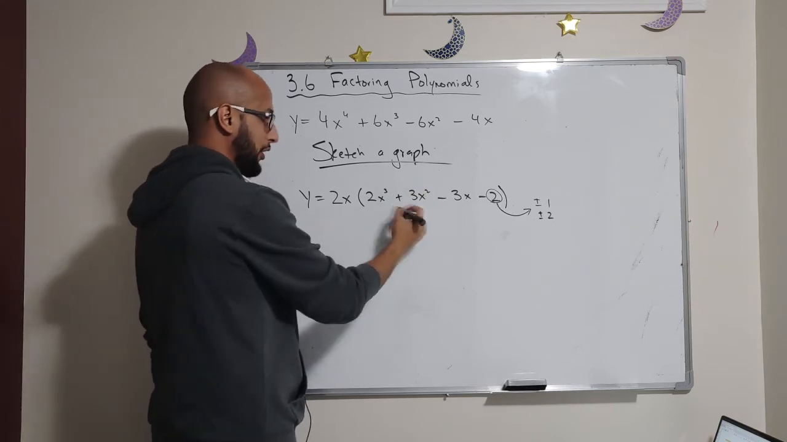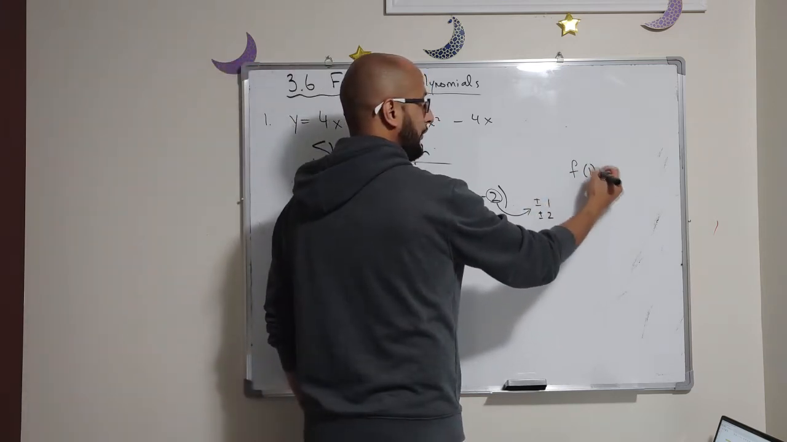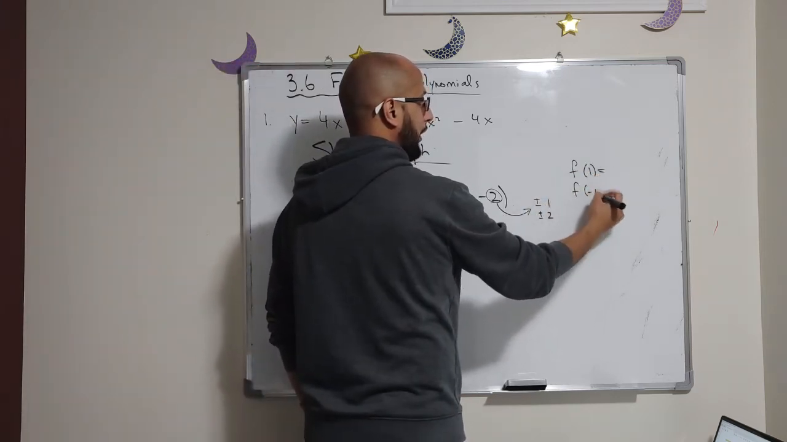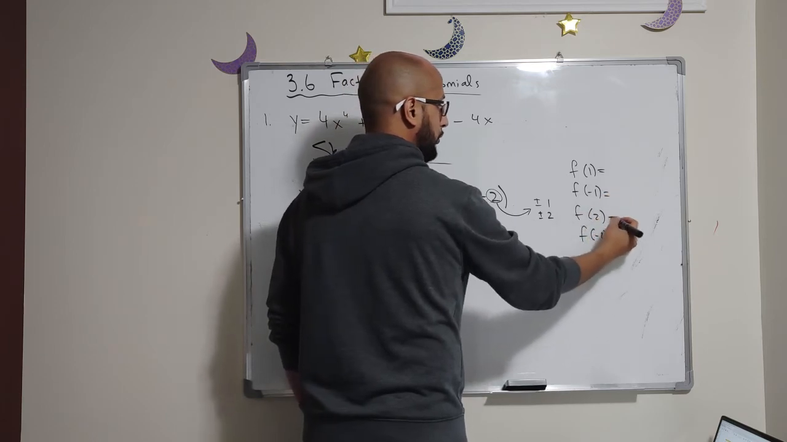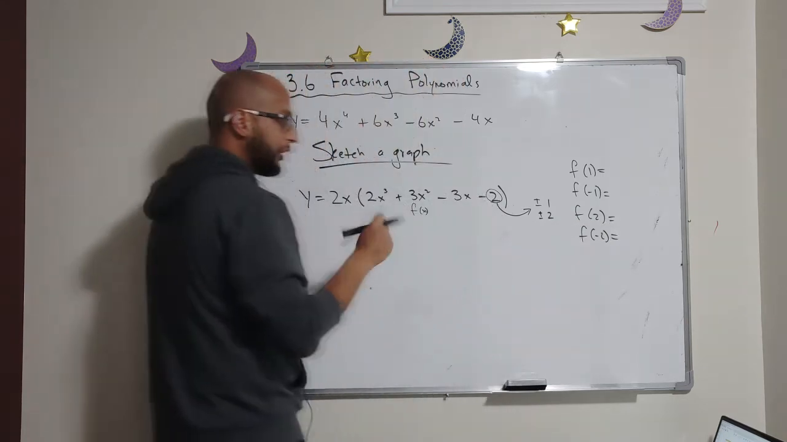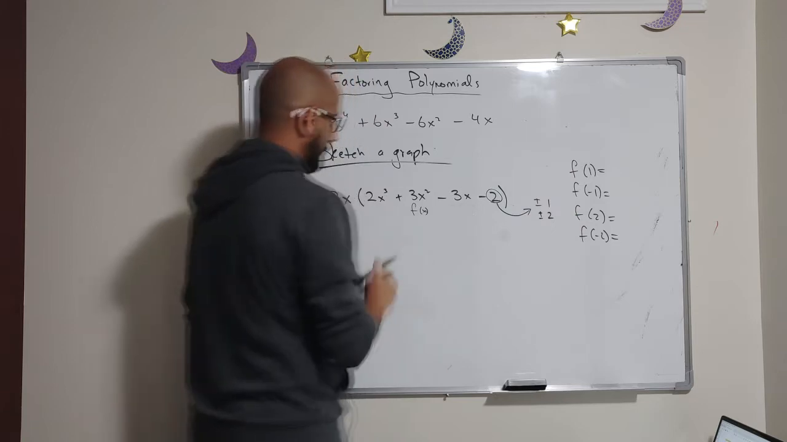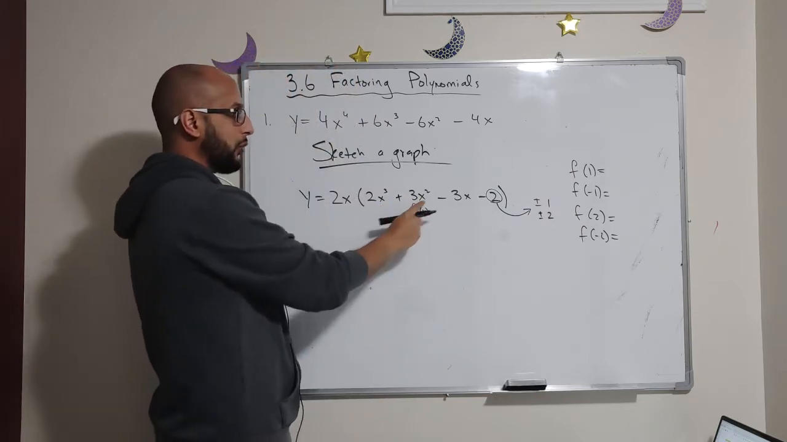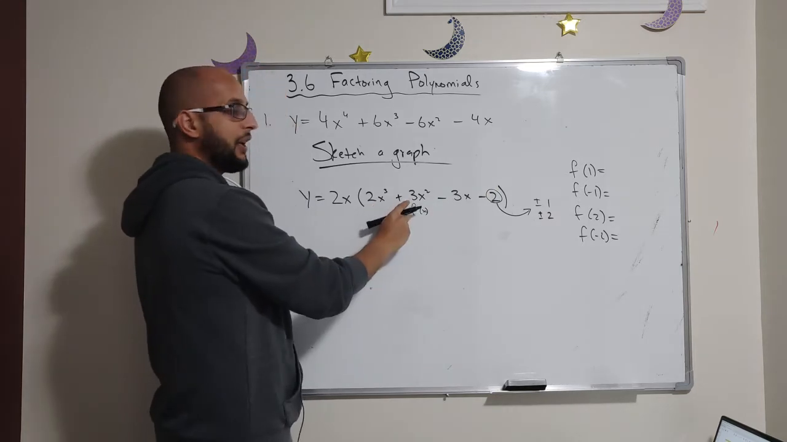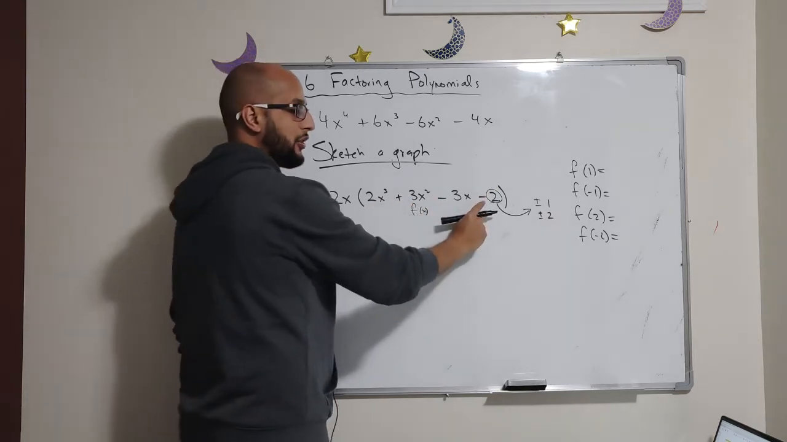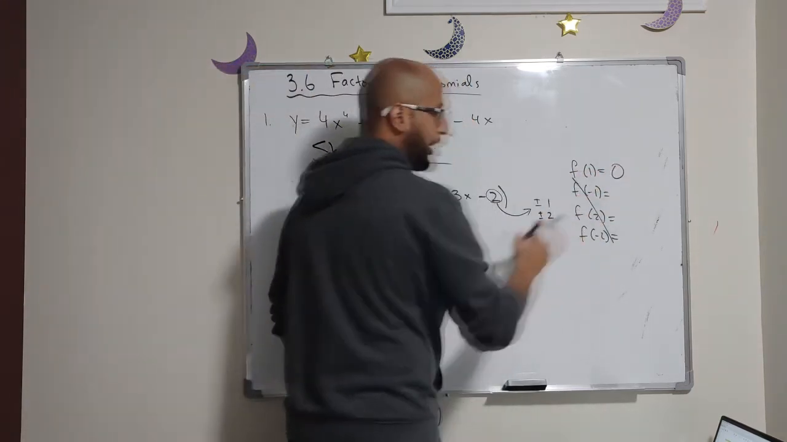So let's call this function f of x. We're going to find f of positive 1, f of negative 1, f of 2, and f of negative 2. All we're looking for is something to give us 0. If we plugged in 1, 1 cubed is 1, 1 squared is 1, x is 1. So it would be 2 plus 3 is 5, minus 3 minus 2 is 0. So f of 1 will give us 0. I don't need to check anything else.